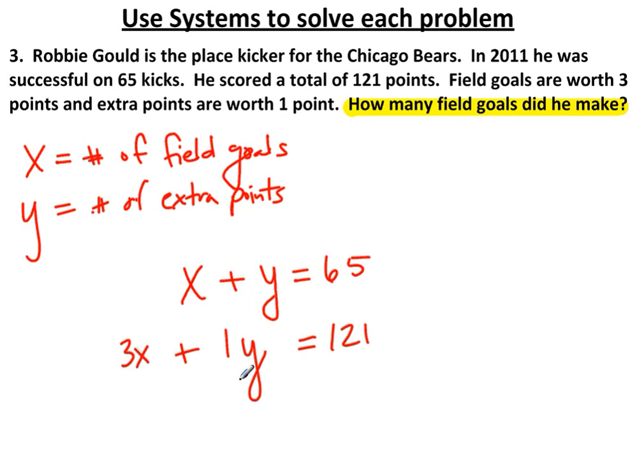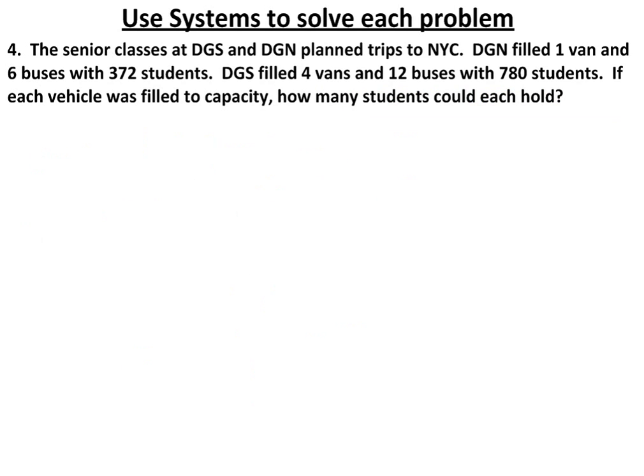Again, if we were going to solve this, he ended up having a total of 28 field goals, and 37 extra point kicks. Whenever you're solving a word problem, you would want to write your answer in words. But I'm just saving a little bit of time since our main goal here is just to be able to write the equation. But we would have 28 field goals and 37 extra points. And let's look at our last example.